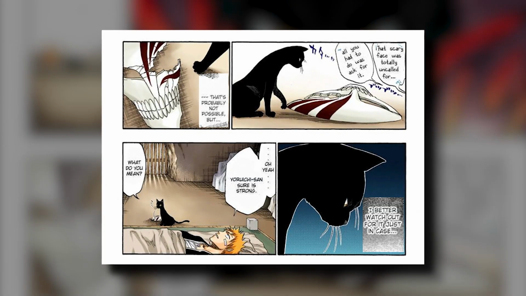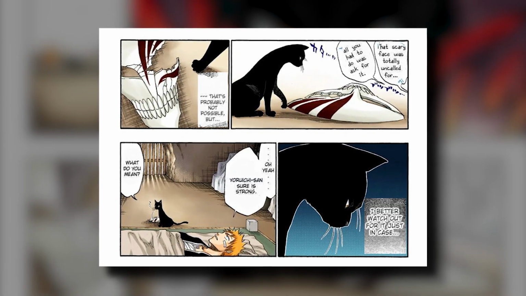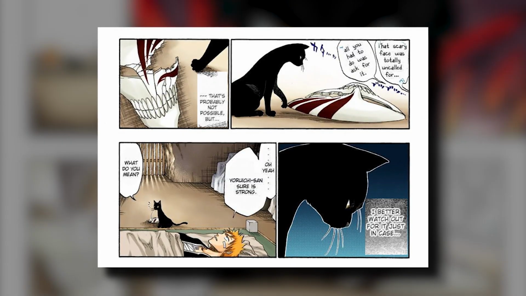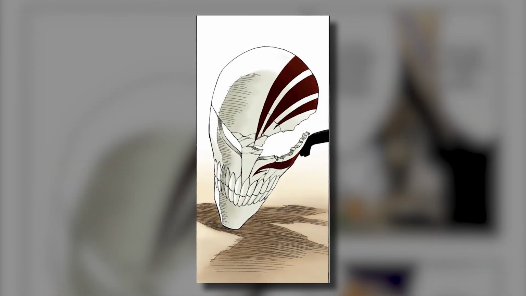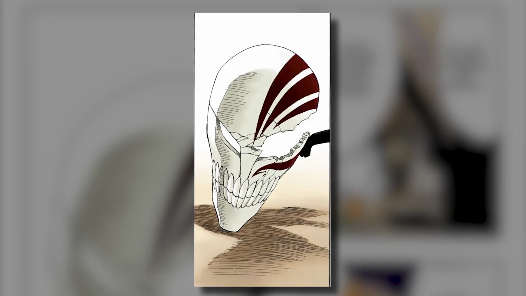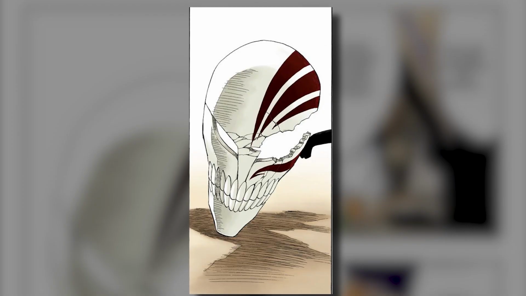Yoriichi's reaction clearly proves to us, the reader, that there is more to this hollow mask than meets the eye, and it's an excellent setup for a mystery that Kubo slowly intertwines into his story. And again, you'll see that this hollow mask that we see in chapter 116 has a further stripe on the side of its face. It now has 4 red stripes running down the left side of the face.